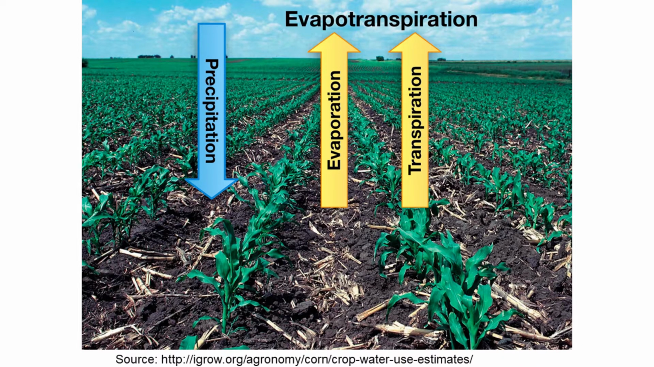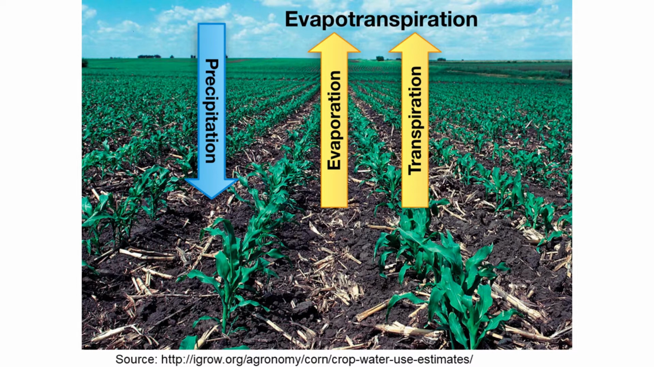In a farm field, we don't just have transpiration going on. We also have evaporation. And the sum of evaporation and transpiration is what we call evapotranspiration. And that's the total amount of water essentially leaving that cropping system. One thing to note is that over the growing season, the relative contributions of evaporation and transpiration to evapotranspiration change.